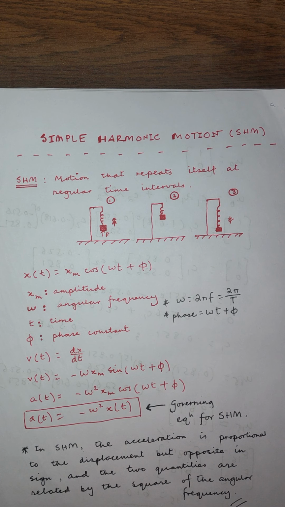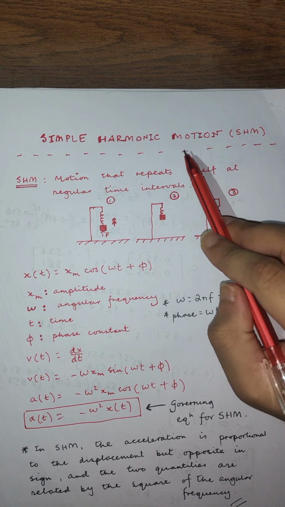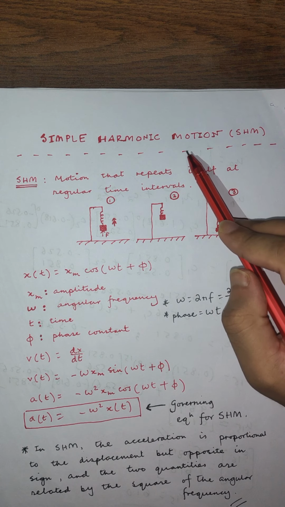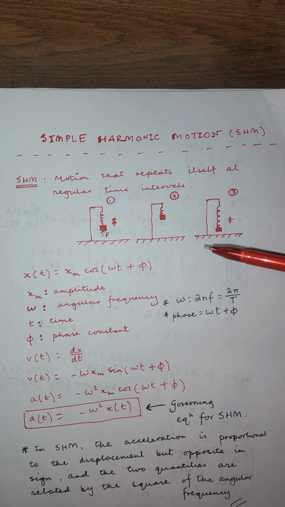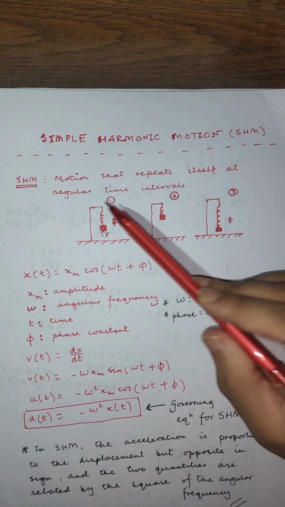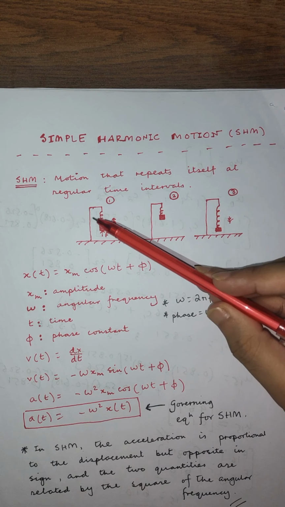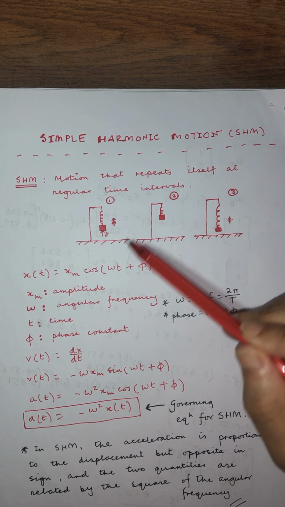Hi, today I will talk about simple harmonic motion, which can be abbreviated as SHM. Let's get to the definition at first. SHM is the motion that repeats itself at regular time intervals. Here is a demo.